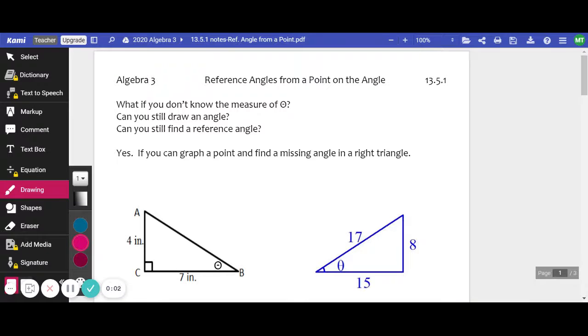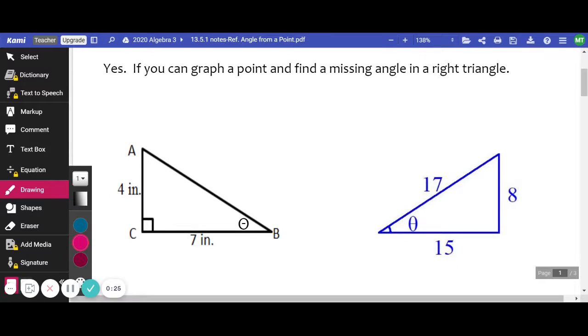All right, so we're going to talk more about reference angles. Last time we did reference angle from an angle, and this time we're going to do it from a point. So what if we don't know the measure of theta? Can you still draw a triangle? Can you still find the reference angle? We're going to answer yes to all those questions.